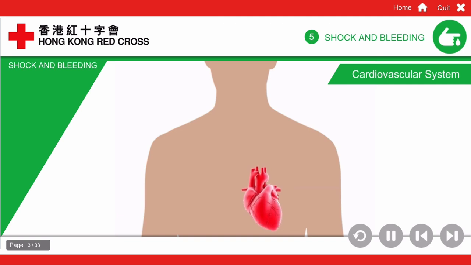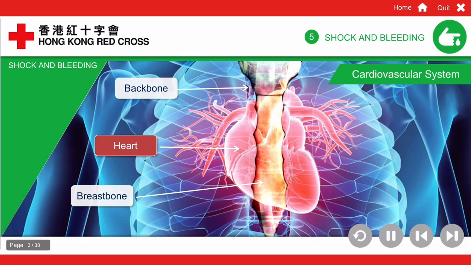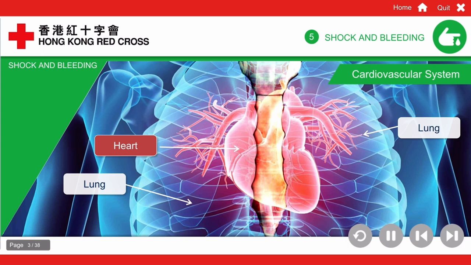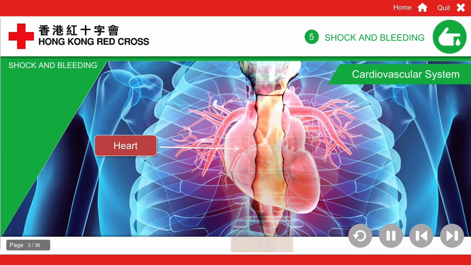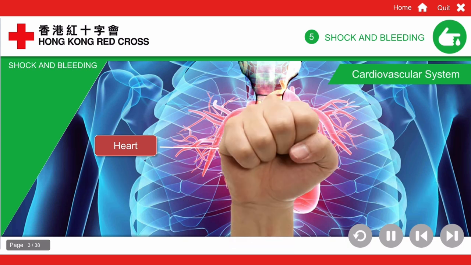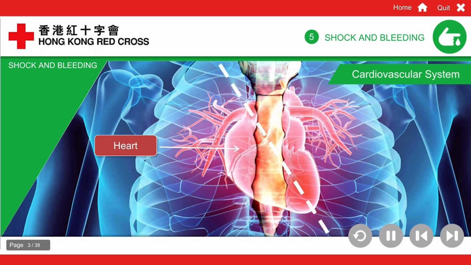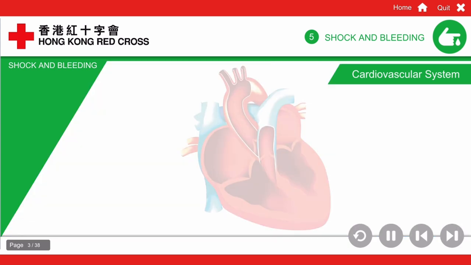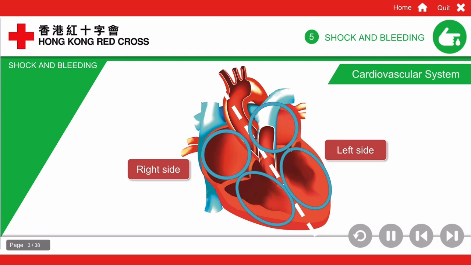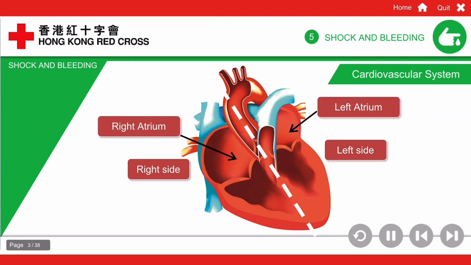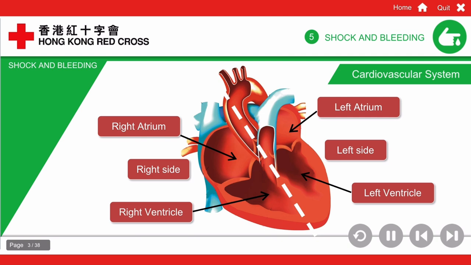To understand the cardiovascular system, we need to understand the core of the system, which is our heart. The heart lies between the breastbone and the backbone, in the middle of both lungs and above the diaphragm. It's a hollow, muscular organ about the size of a fist. Its apex shifts slightly to the left, and the heart pumps blood all over the body and maintains blood circulation. The heart is divided into right and left sides with upper and lower chambers of each, namely atria of the upper chambers and ventricles of the lower chambers.